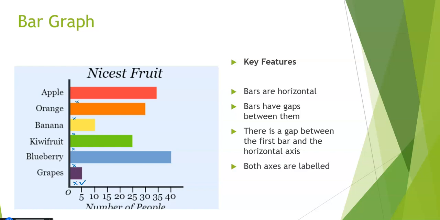Both axes are labelled again. The horizontal axis is labelled number of people. The vertical axis has the fruit along it. The graph has a title. Once again, we have nicest fruit as the title of our graph. The horizontal axis has a scale. Once again, we can see our scale here is 5, 10, 15, 20, 25, 30, 35, 40.